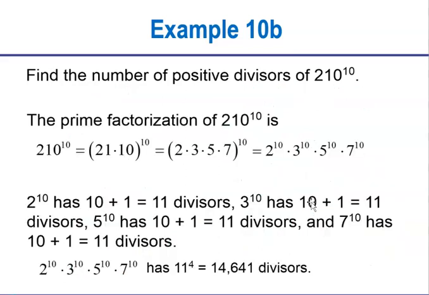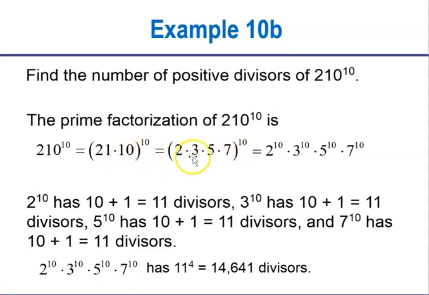The prime factorization of 210 to the 10th, can't even say it properly. They broke it down to 21 times 10. Is that okay? Sure. That's equal to 210. Then 21 they broke down into 3 times 7, and 10 is 2 times 5.